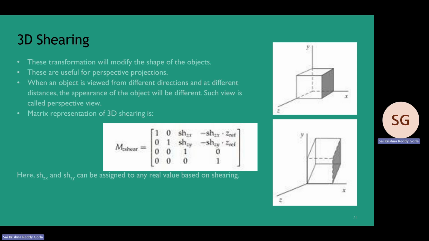The matrix representing 3D shearing in the perspective view is here. The matrix of shear 3D is a 4 by 4 matrix based on the shear. The next topic my friend will continue in my team. Thank you.